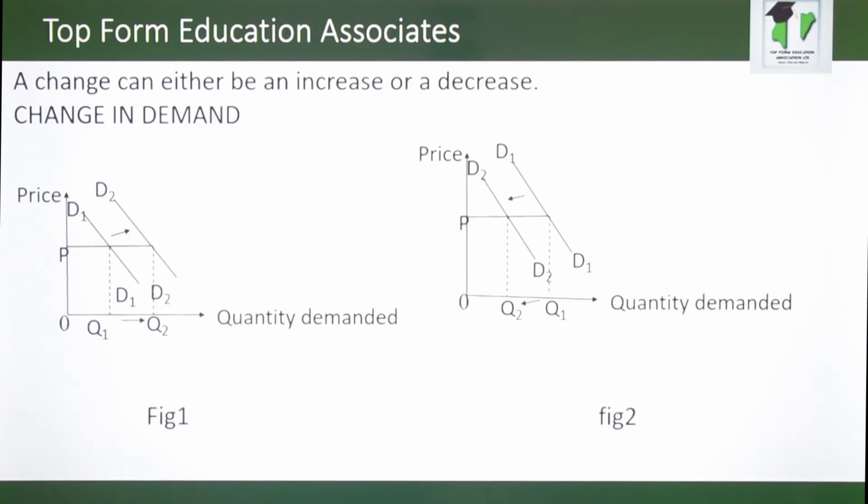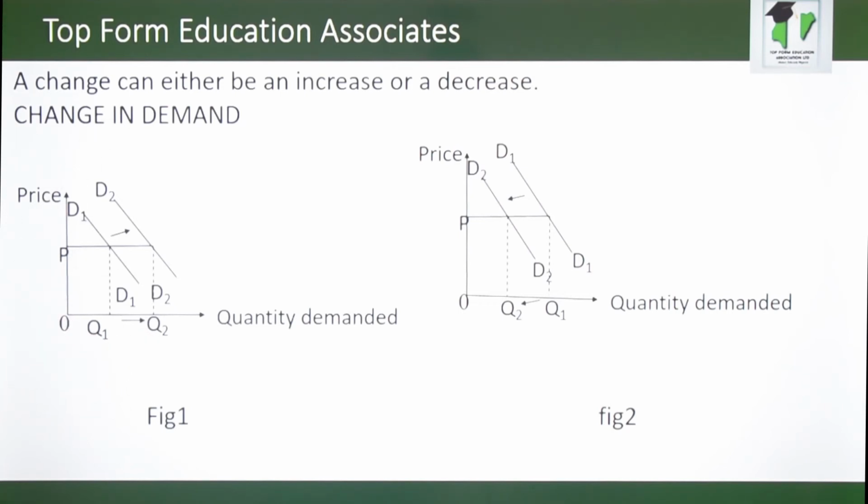From figure 1, we can see here we have the price, here we have quantity demanded. Remember, I said when there's a change in demand, price is constant. Change in demand is brought about by all the changes in factors affecting demand except price. So at this price, quantity demanded initially was Q1. Now all of a sudden, at this same price, there was a shift of the demand curve from D1 to D2, and there's an increase in quantity demanded from Q1 to Q2.